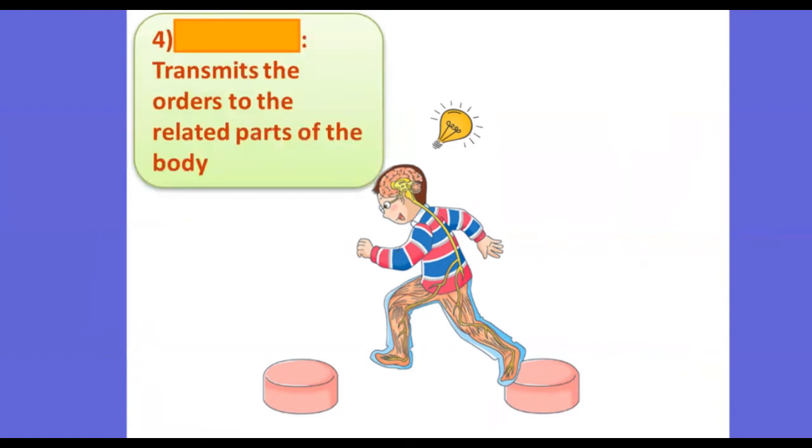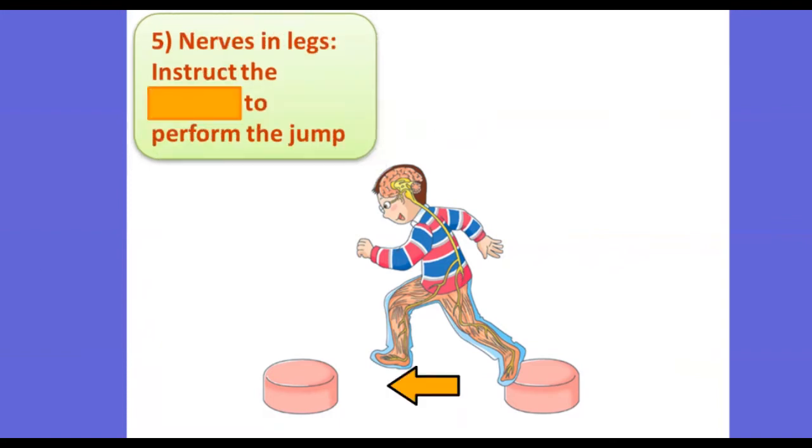So where will the order go? First of all, the order will be transmitted through the spinal cord. The yellow part here stands for the spinal cord. And then this signal will continue to transmit into different related parts of the body. Step 5, in our legs, we also have nerves. We can find nerves around the body; we have a lot of nerves in our human body. The nerves in the legs will instruct the muscles of the legs to perform the jump. After that, he can finally make the jump.